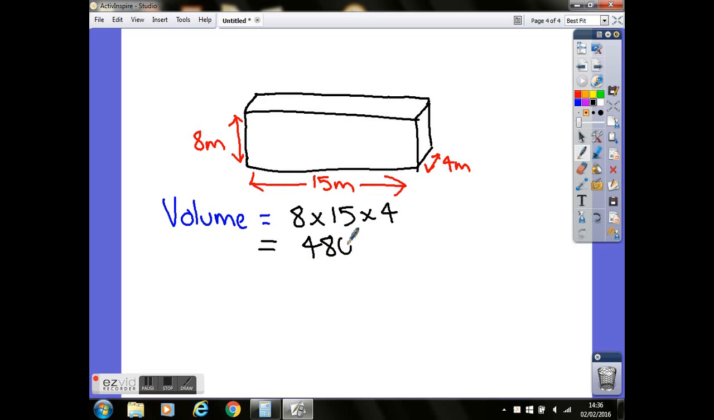Again, the units we've been using were meters, so that stays as meters, and remember, volume is always going to be cubed with a 3 at the top. And once again, that's your answer. That's all there is to volume. So think of it as length times width times height or depth, and that'll be how you work it out. And that's the end of this tutorial.